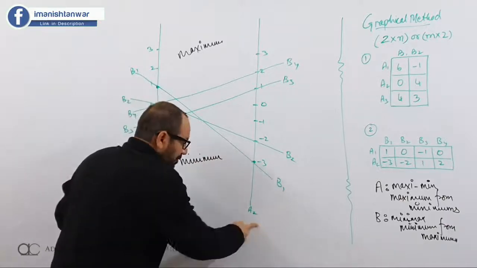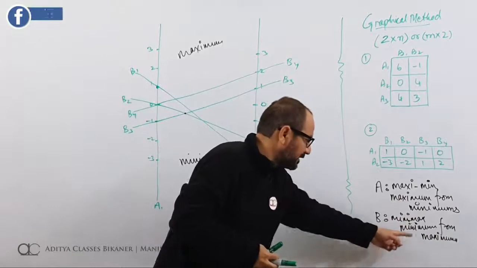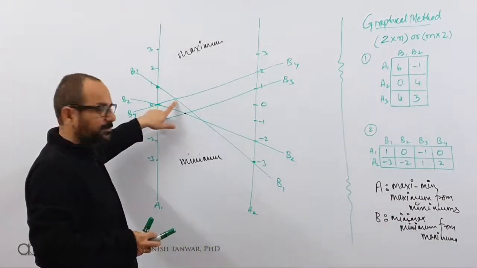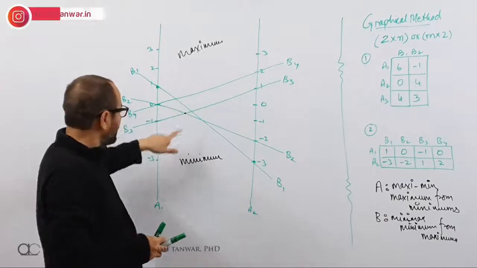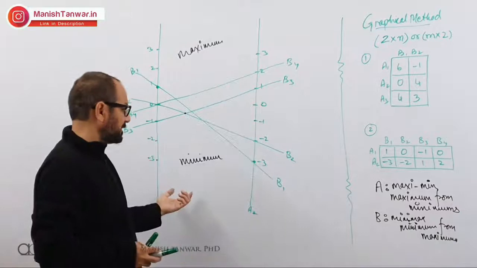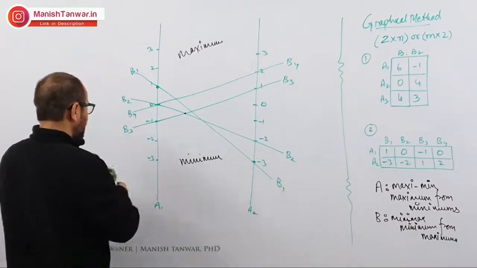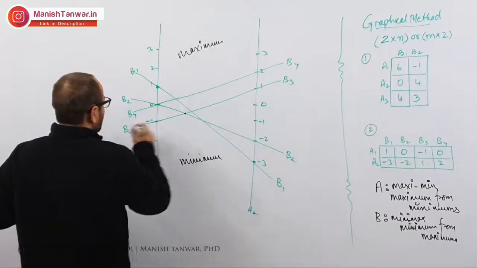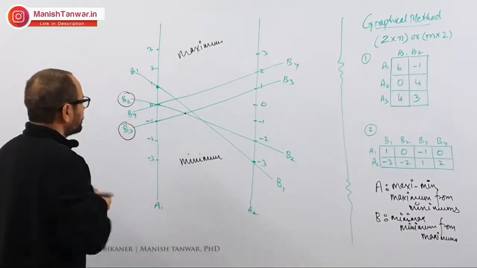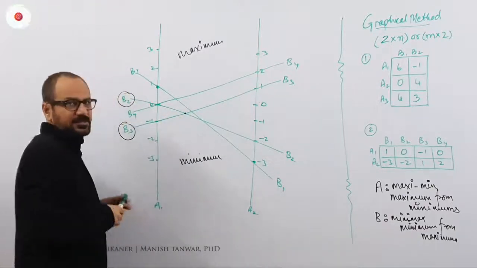If it were B1 and B2, it would have been minimax, minimum from maximum. If it were B1, B2, then this would have been my ideal point, but it is A1 and A2, so A1, A2 will take maximum from minimums, minimum area, maximum. What are the two strategies intersecting at this point? We can see one is B3, another one is B2.